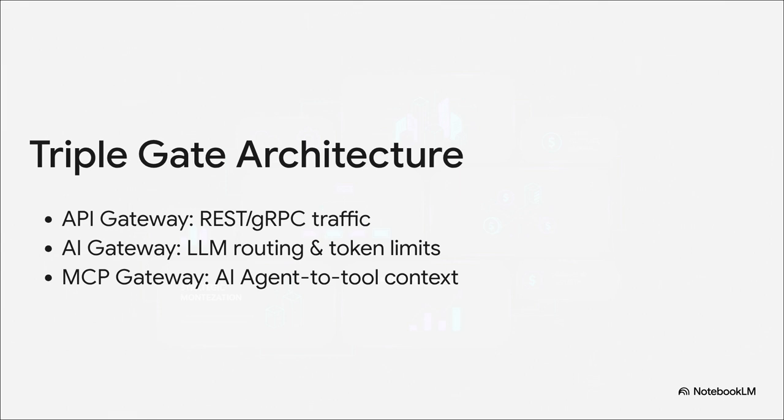And finally, an MCP, or Model Context Protocol gateway, manages the session context specifically for AI agents securely communicating with tools. All three gateways share a common underlying infrastructure for auth and observability, but they serve highly specialized domains.